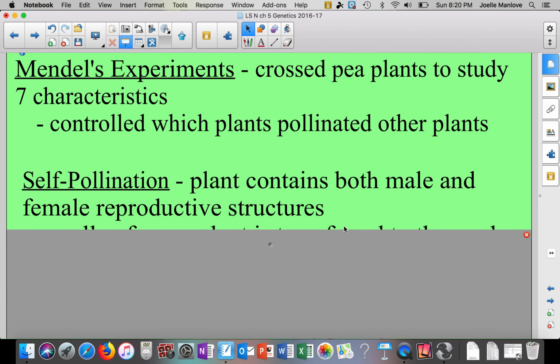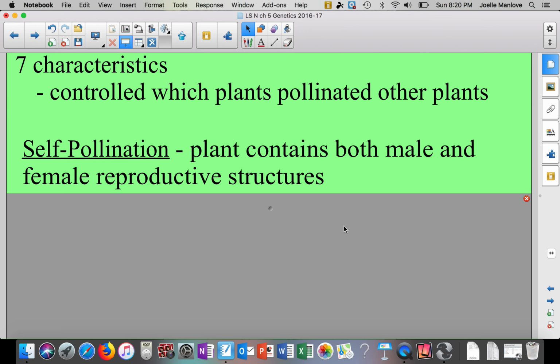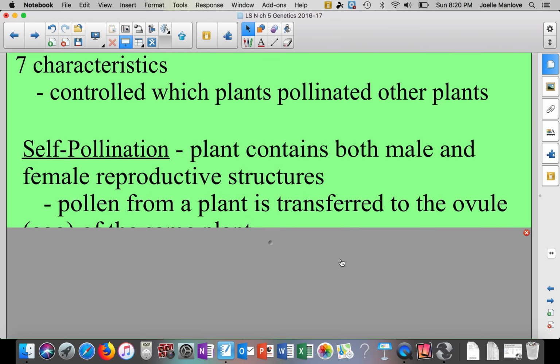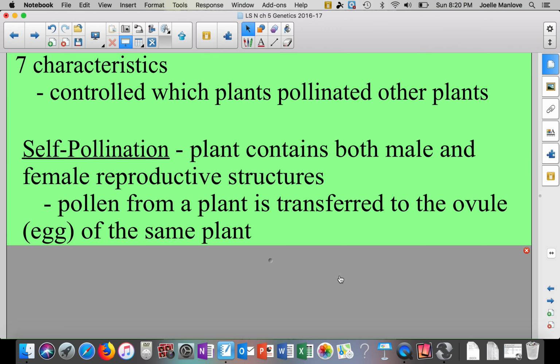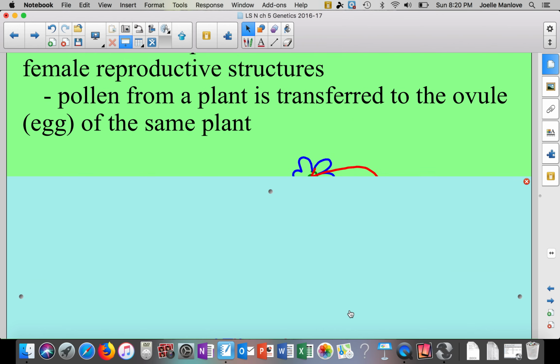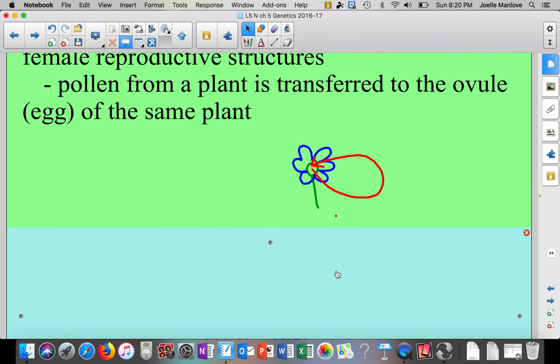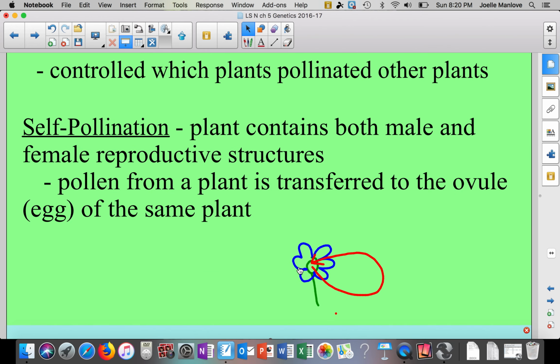The first kind is self-pollination. In self-pollination, it's exactly what it sounds like. The plant contains both male and female reproductive structures, and the pollen from the plant is transferred to the ovule or the egg of the very same plant. So it pollinates itself. Its own pollen is transferred to its own egg. That's self-pollination. Here's a quick little easy example. That pollen is transferred from that plant to itself. So that would be self-pollination.